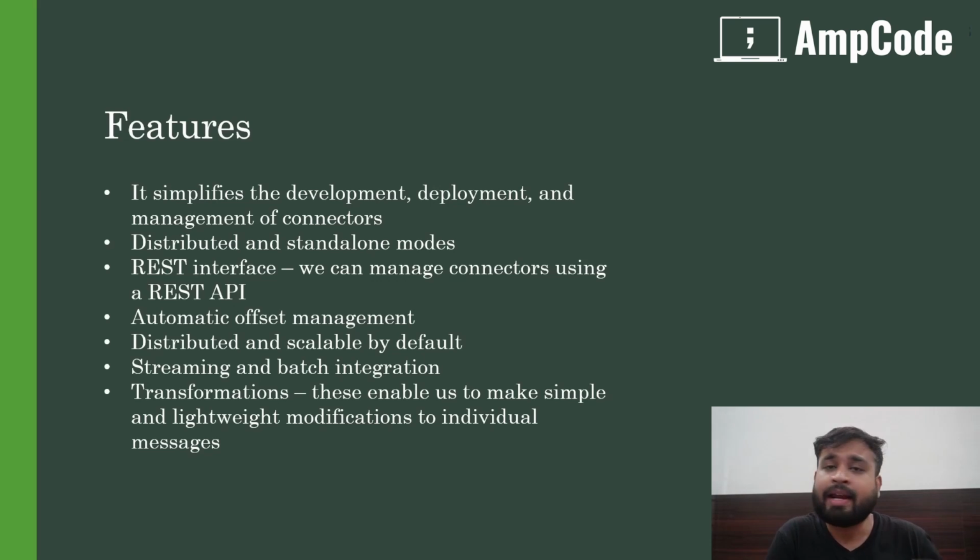It gives you the whole flexibility to deploy your systems on a distributed network when you are going into production. Then you get a REST interface, so we can manage connectors using a REST API. Kafka also gives you automatic offset management, which is a great pro, and it has scalability by default. As we already discussed, Kafka is a distributed system, so you just want to scale it horizontally, which is a pretty simple task.